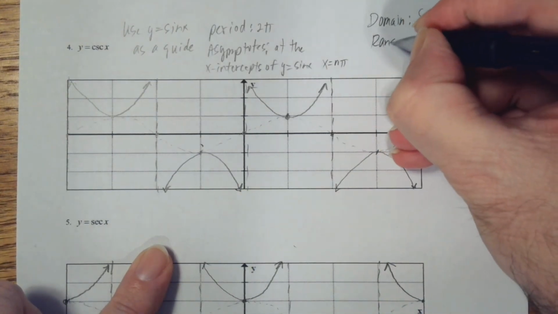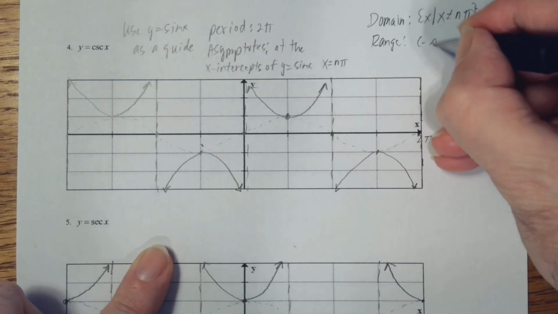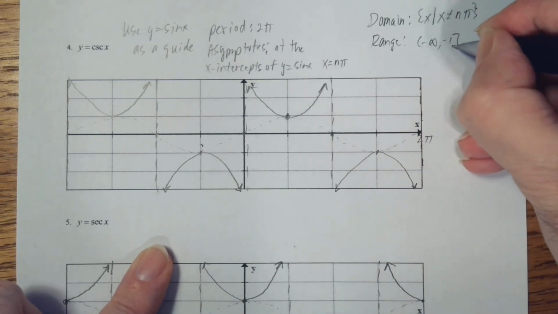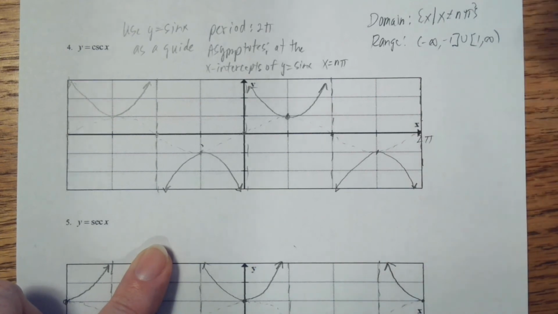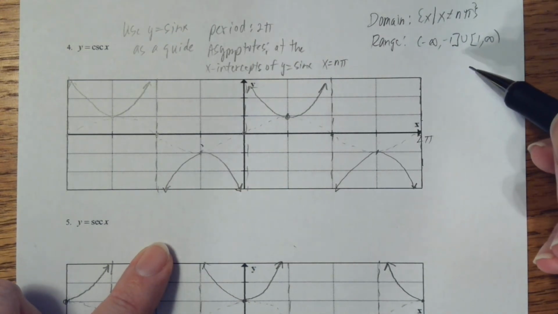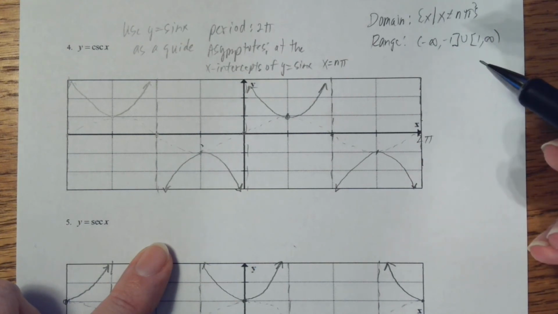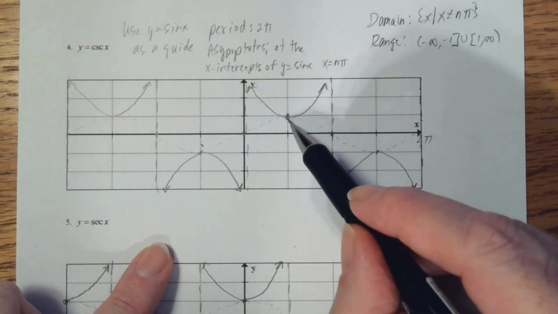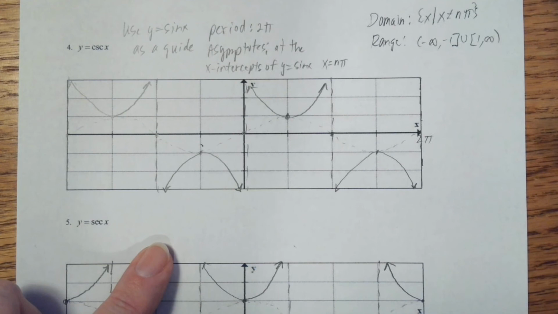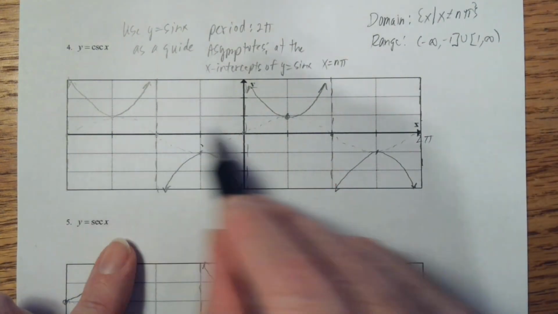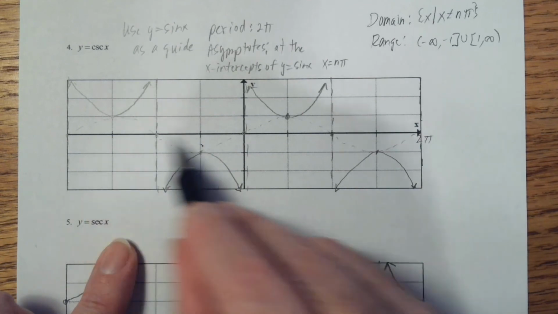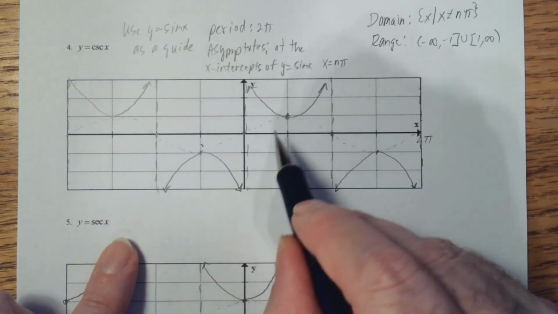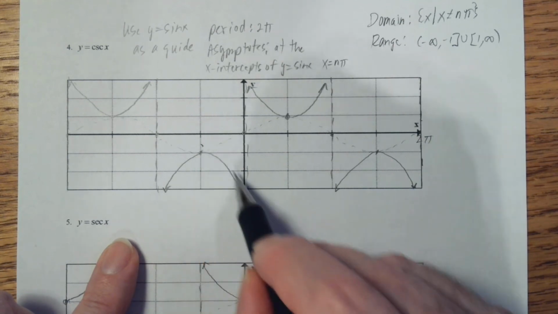The range is negative infinity to negative 1, union 1 to infinity. So basically it's almost the opposite of what our range was for the sine or cosine curve. Remember, it was negative 1 to 1. Now we're saying everything outside of negative 1 and 1, including 1 and negative 1 themselves. And so you can see that in here, when y goes from negative 1 to 1, there's no graph in here. The y values pick up at 1 and are down at negative 1 and below.